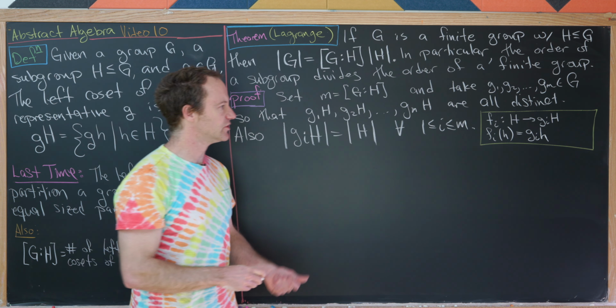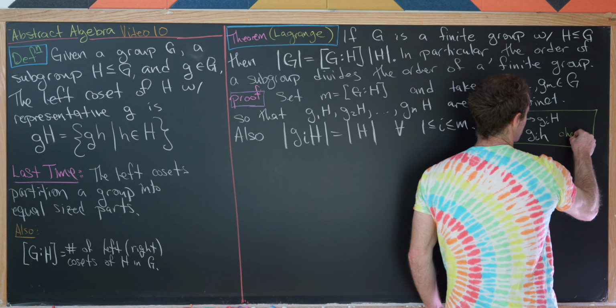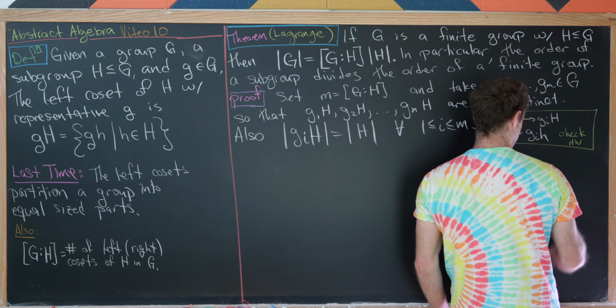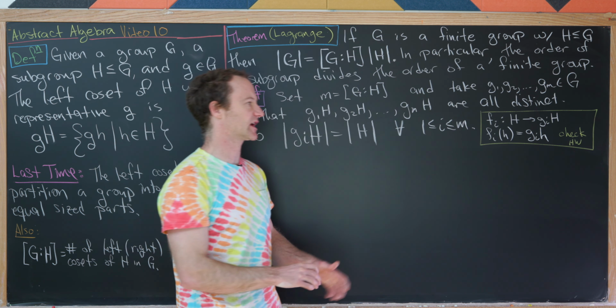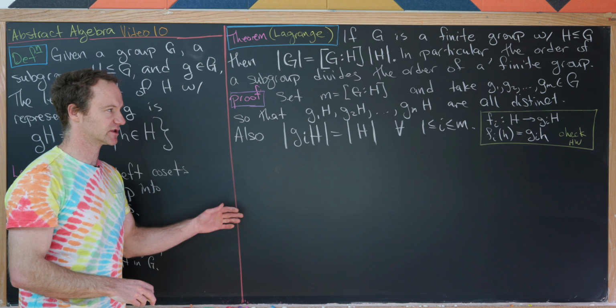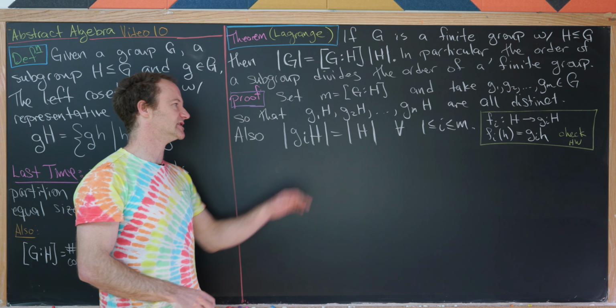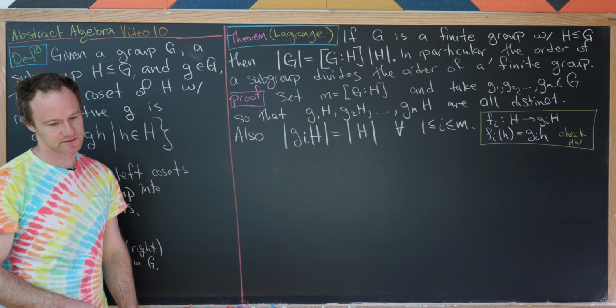And then I'll let you guys check that this is indeed bijective. So I'll maybe put that check as a bit of a homework exercise. There's not really much to checking that that's bijective. It's not a homomorphism or anything. It's really just a set theoretic map. But since it's bijective, that means these two sets have the same size.